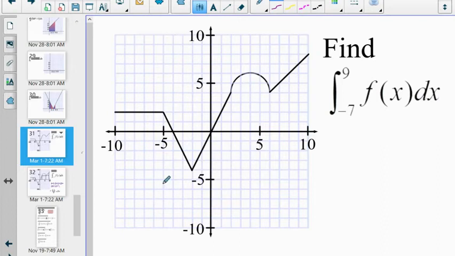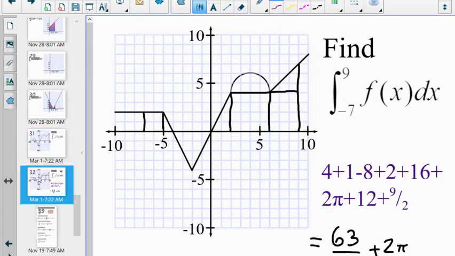If I want to find the integral of this crazy piecewise non-differentiable function, it's just finding the area. It's finding the area between x equals -7 and x equals 9. And we're just going to break this thing up into chunks. I've already done that for this one. There's multiple ways you could do this.